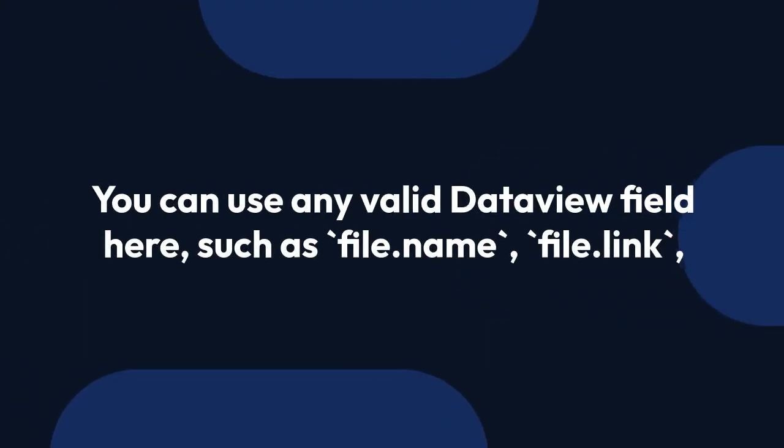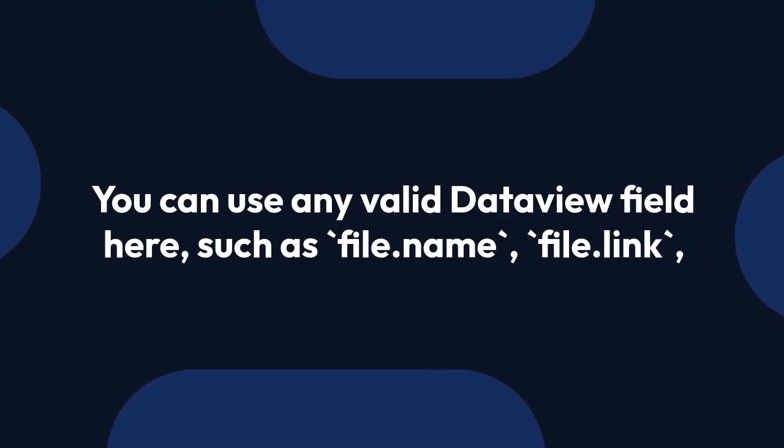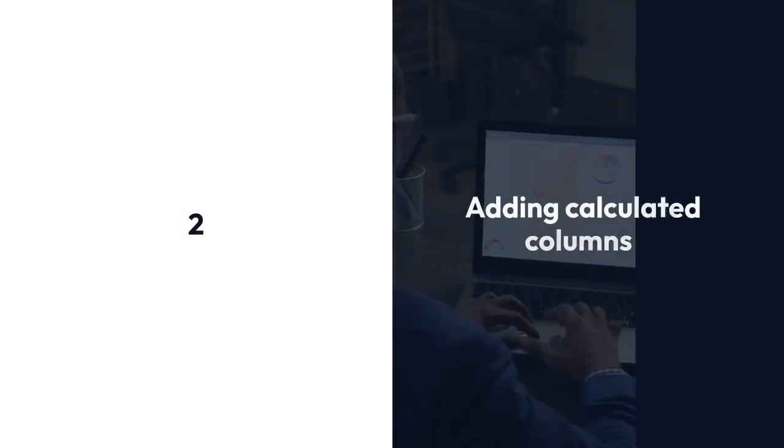You can use any valid Dataview field here, such as file.name, file.link, properties you've added to your notes, or even calculated values. 2. Adding calculated columns. You're not limited to just existing data. You can create entirely new columns based on calculations or manipulations of existing data.